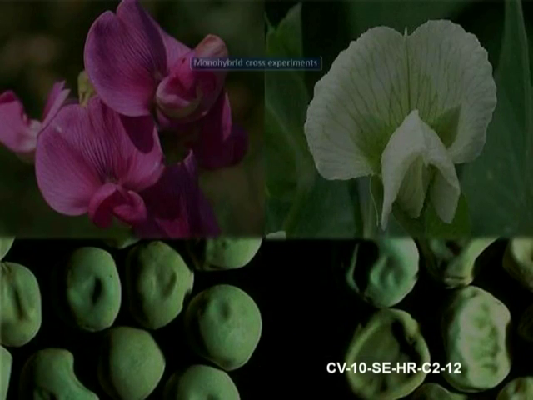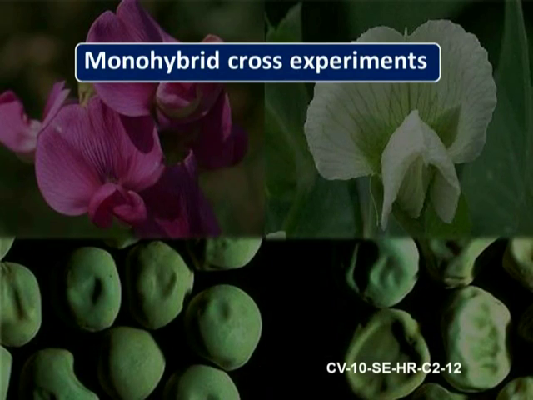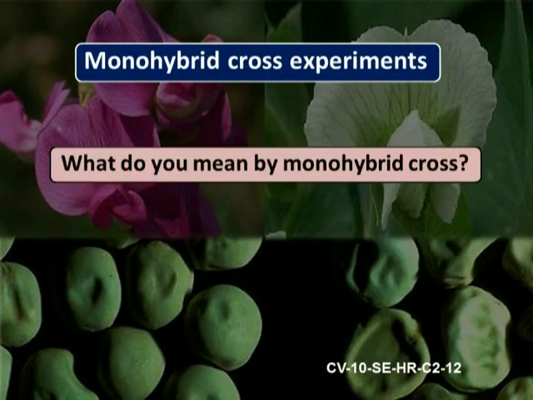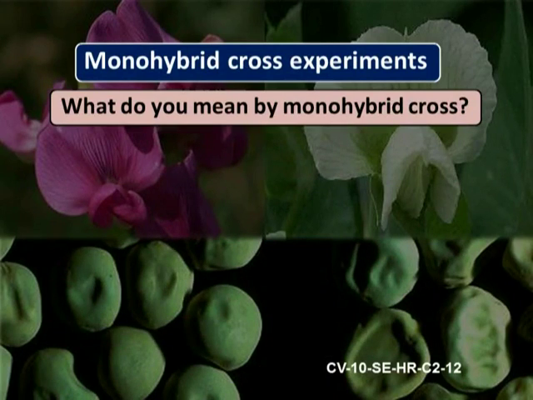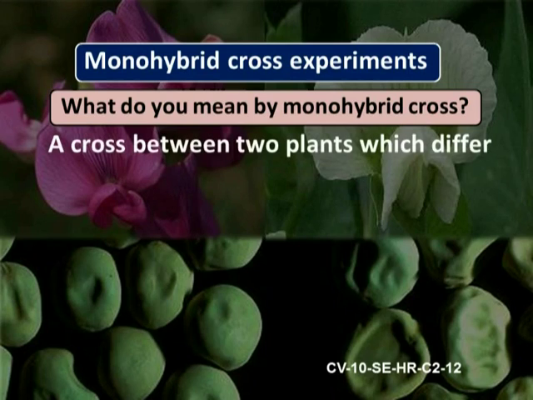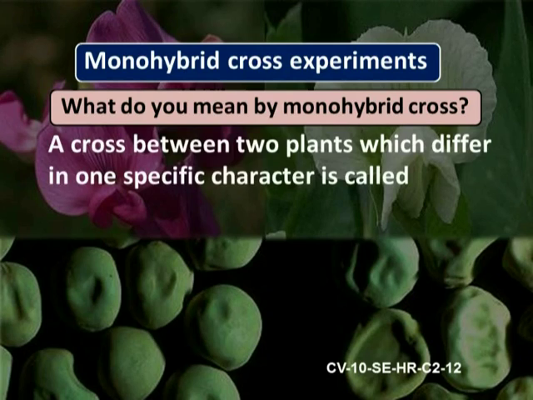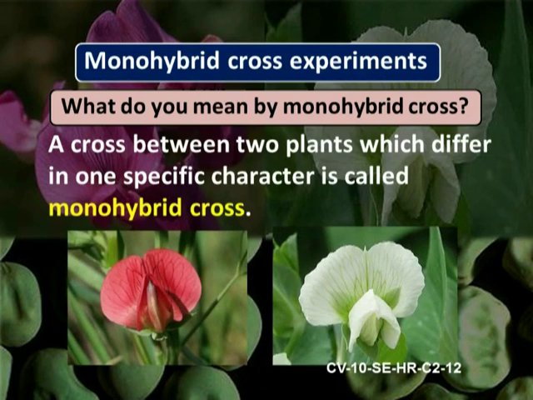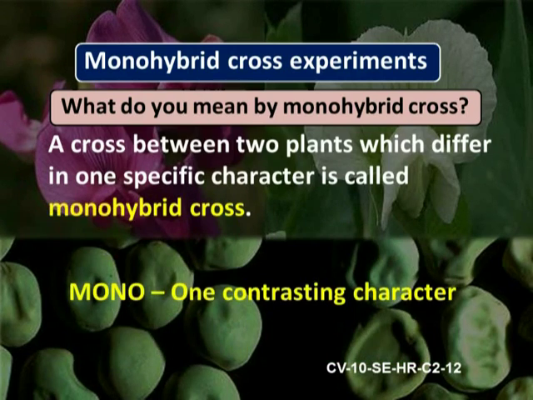Now let us study Mendel's monohybrid cross experiments. What do you mean by monohybrid cross? A cross between two pea plants which differ in one specific character is called a monohybrid cross. For example, color of the flower in a pea plant, that is red and white. It is one contrasting character, hence monohybrid cross.